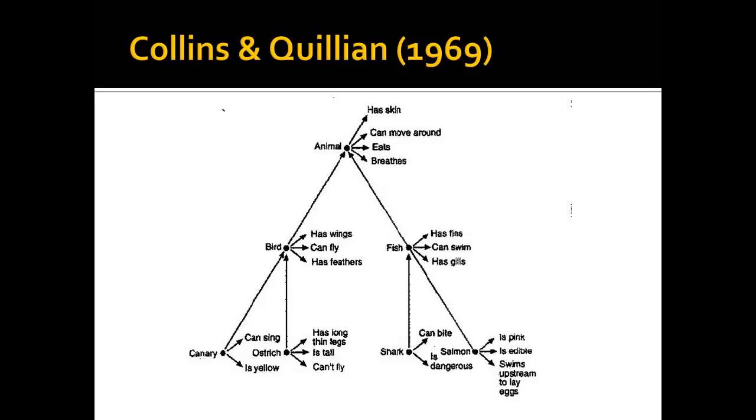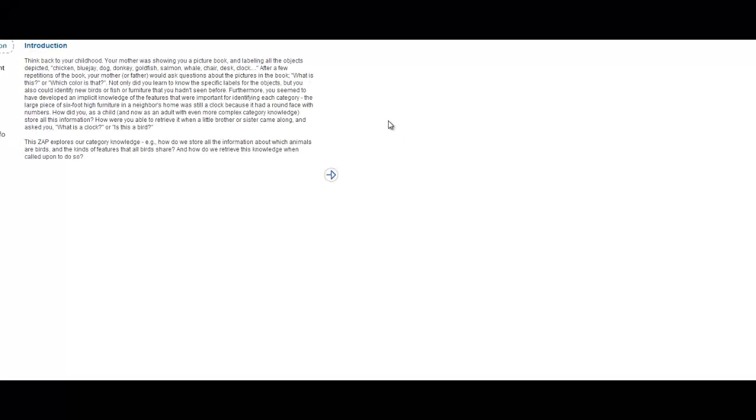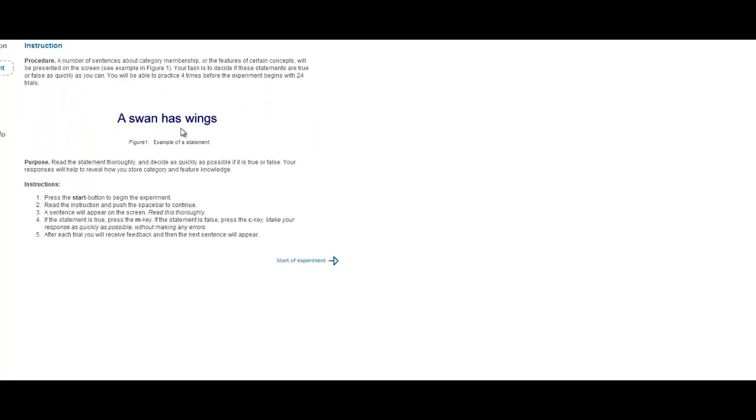Now we can test the Collins and Quillian model using a task called sentence verification. Now people are asked to verify a feature about a concept. For example, they're shown a sentence like a bird has wings, and they must decide whether the sentence is true or false.